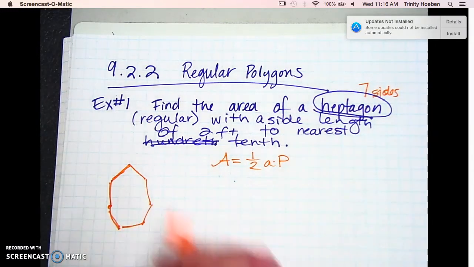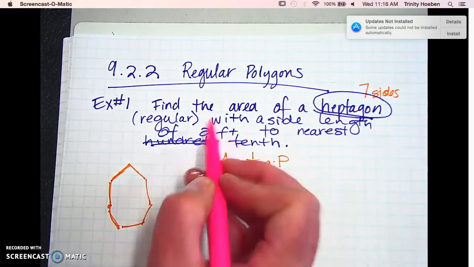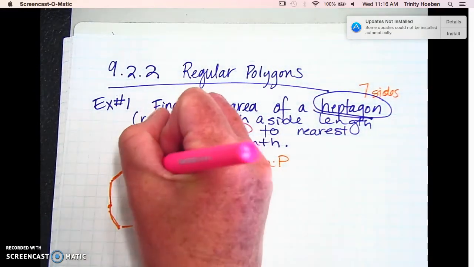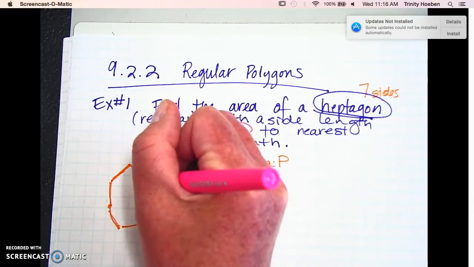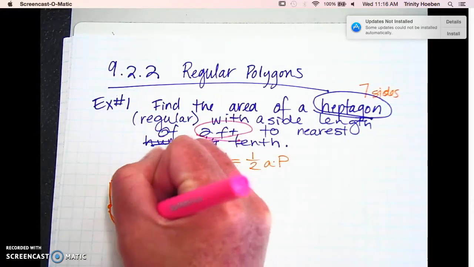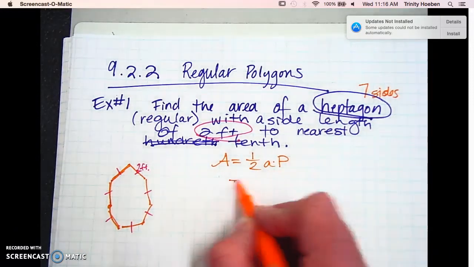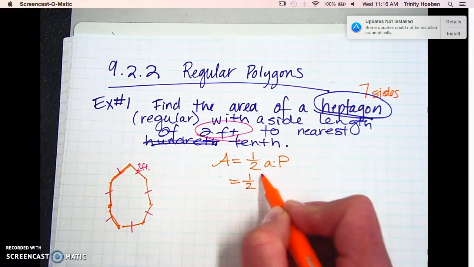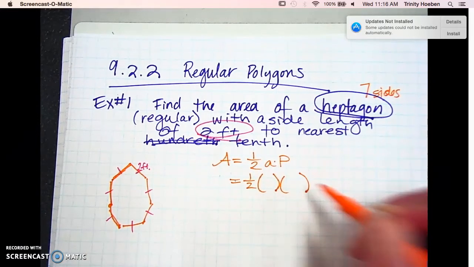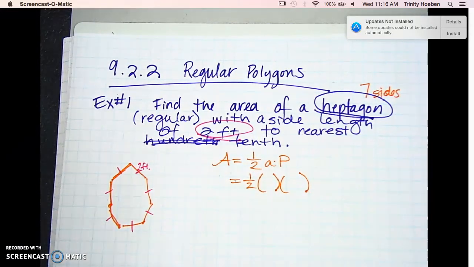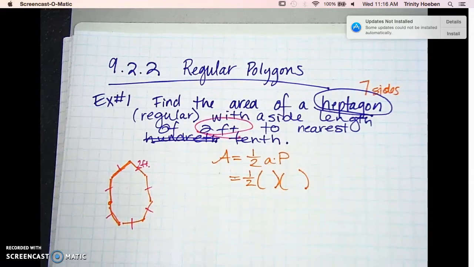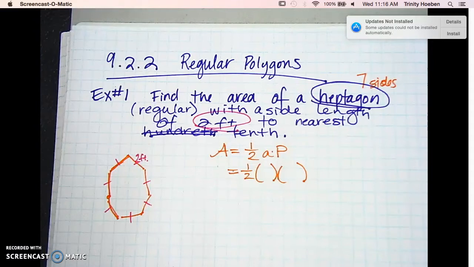And one of its sides has a length of 2 feet. So from here to here is 2 feet. That means all of them are 2 feet. 2 feet, 2 feet, 2 feet. All 7 sides. Okay? So if we have the formula 1/2 the apothem times the perimeter, we need to plug in the apothem and we need to plug in the perimeter. What are we missing? The apothem. They didn't give us the apothem.